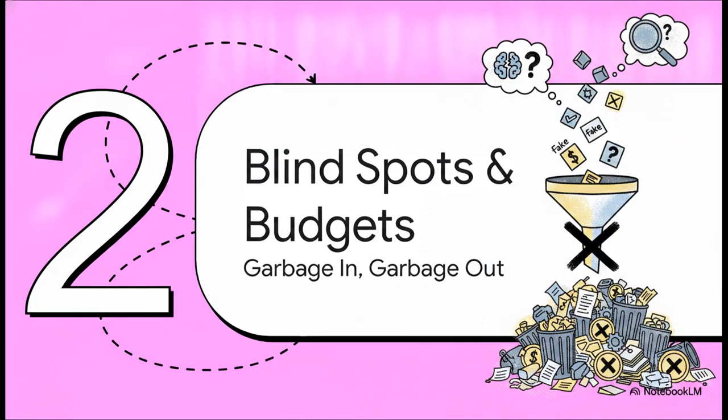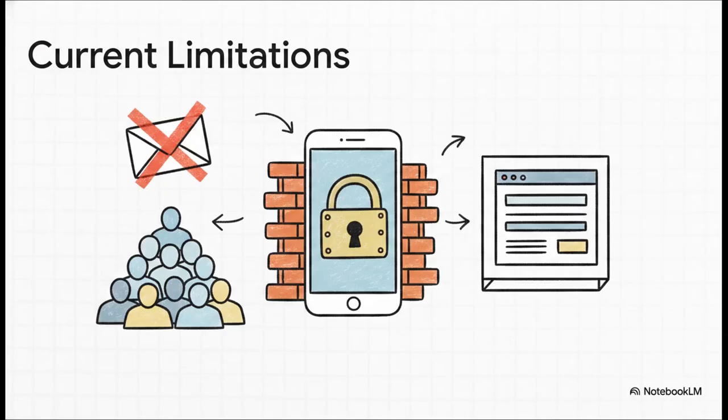Moving on to Section 2, blind spots and wasted budgets. The garbage in, garbage out dilemma. Here's the core of the issue. If your ad platform's AI thinks a fake form fill is a success, it just optimizes its learning to go find you more fake form fills. Garbage in, garbage out, right?